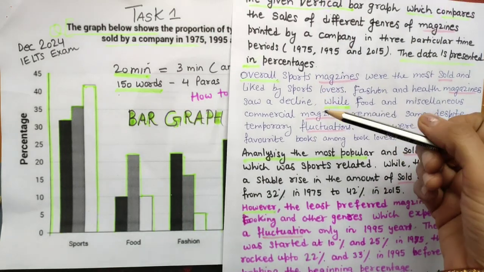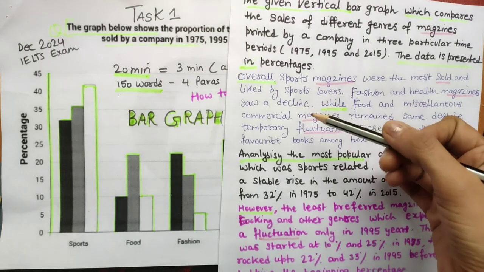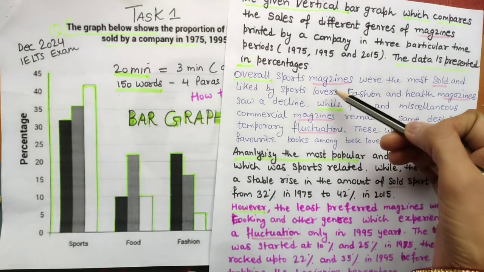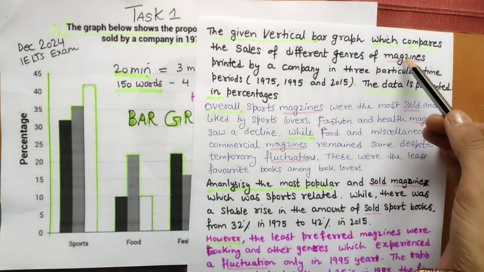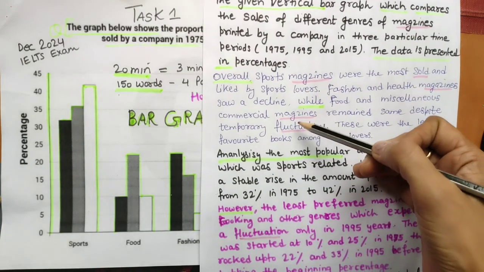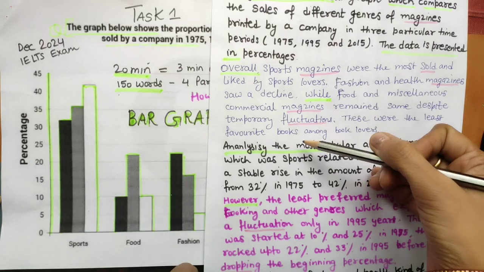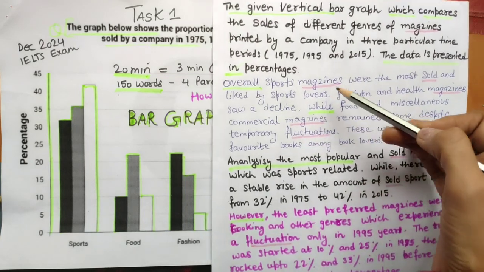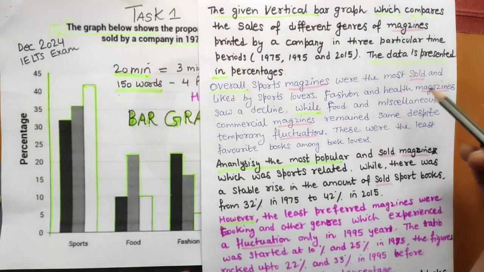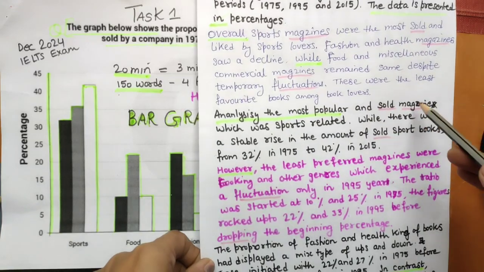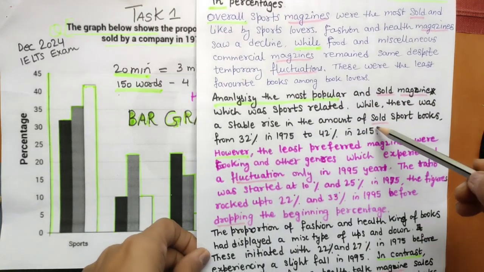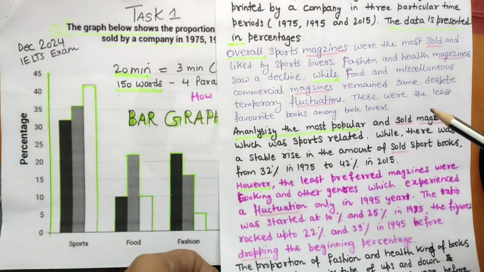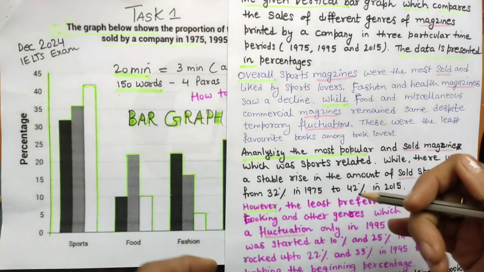How you can write 7 plus band scores in Task 1, and how you can avoid repetition. These pink ones are the repetition of words. If you repeat the same words so many times, then your band score will definitely go down. You can see magazine, sold, fluctuation, sold, dropping, magazine again. So how can you remove this bad habit of repeating things?